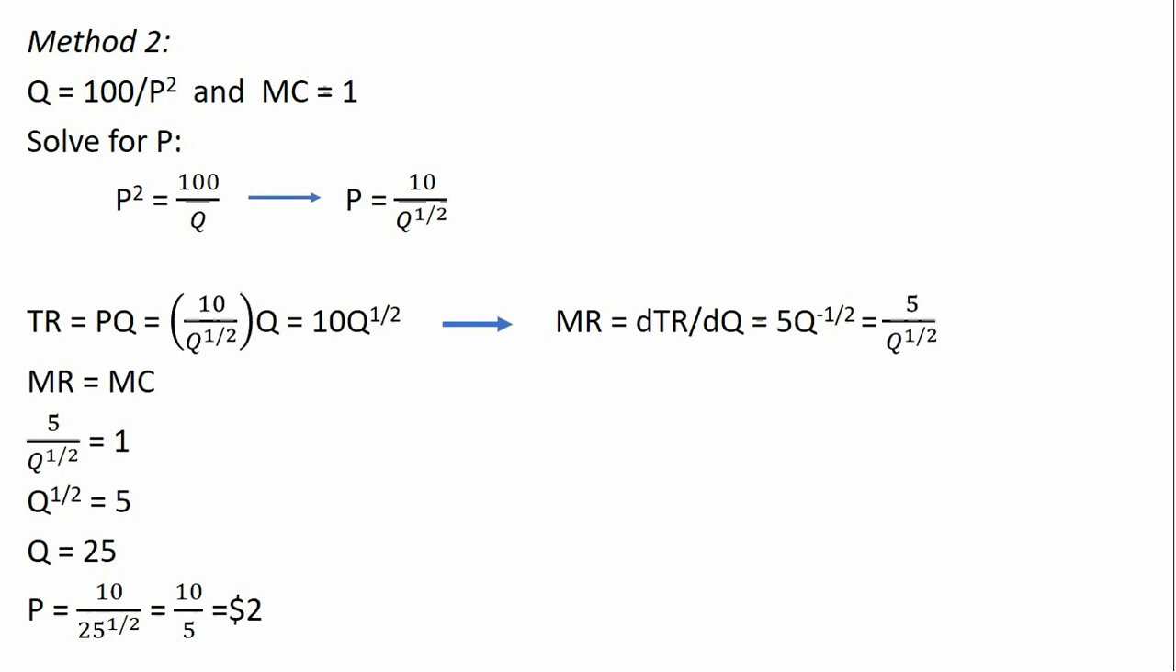Setting marginal revenue now equal to marginal cost. So here's our marginal cost of 1 again. So marginal revenue equals marginal cost. Just multiplying both sides through by the square root of q, and then squaring both sides. The output here is 25, as we saw in the previous screen. What's the price? Well, we can go ahead and plug this output into the price equation. So 10 divided by the square root of 25 is 10 divided by 5, or $2.